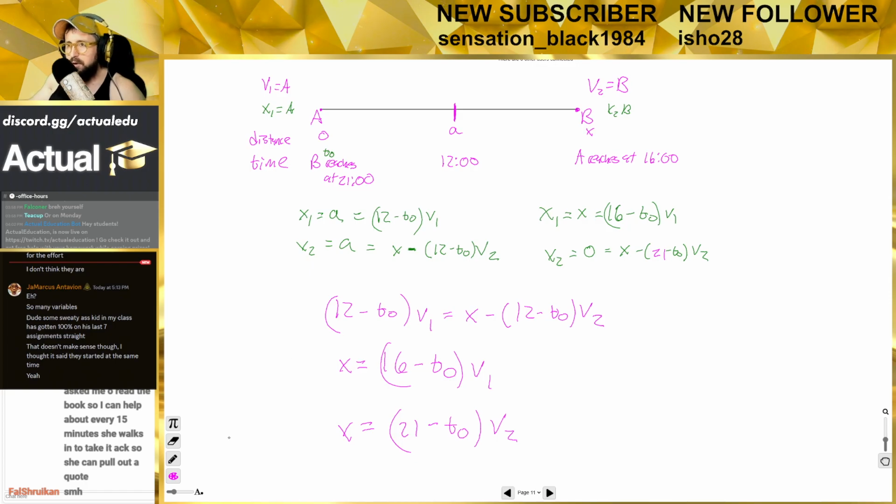Okay, so now I have 3 equations, but I have 4 unknowns, right? I have T0, V1, V2, and X. We need one more equation, Jamarcus, is what we need.